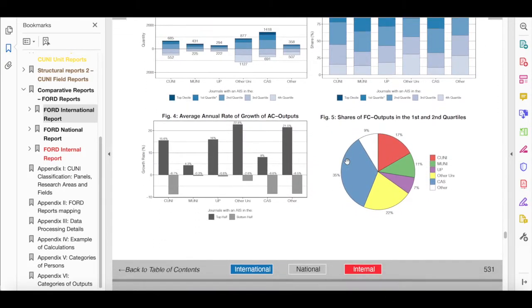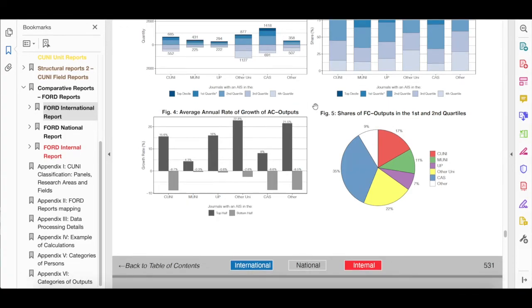Figure 4 at the bottom of the page shows the average annual rate of growth of absolute counts of outputs in the top and bottom halves of journal rankings. Each number represents a ratio of the sum of outputs produced in 2017 and 2018, divided by the sum of outputs produced between 2014 and 2015, and divided by 2/3. Be aware that a high growth rate can be due to a small number of outputs produced in the earlier period.